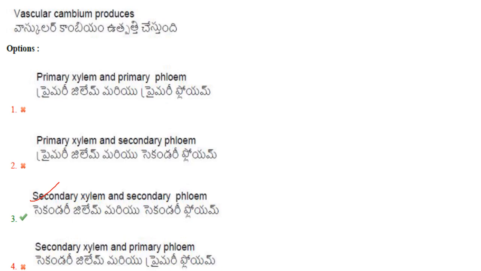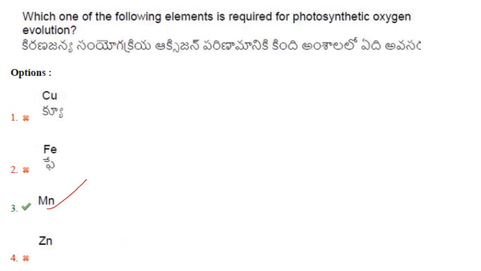Vascular cambium produces... So a ring of cambium is formed by the joining of intrafascicular and interfascicular cambium and is called as vascular cambium. And it produces secondary xylem on the inner side and secondary phloem on the outer side. So the answer here is option 3, that is secondary xylem and secondary phloem.